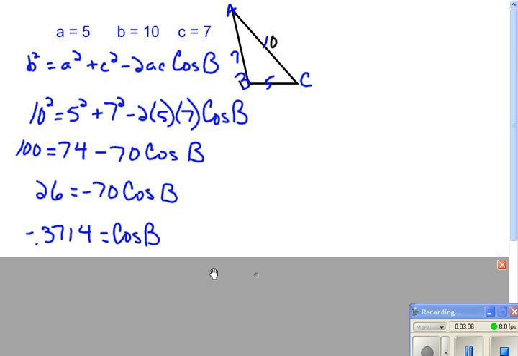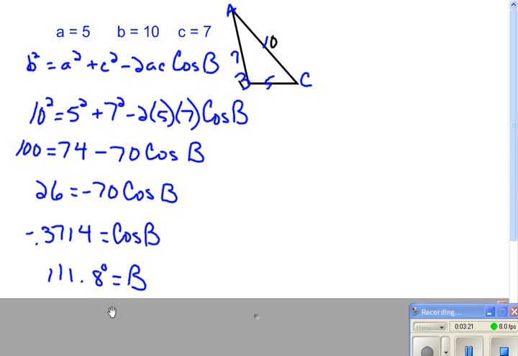We are going to use at least 4 decimals when we approximate these. Then you take the inverse of cosine to find the angle. And since that number was negative, this is going to be an obtuse angle. So angle B is 111.8 degrees. Okay?